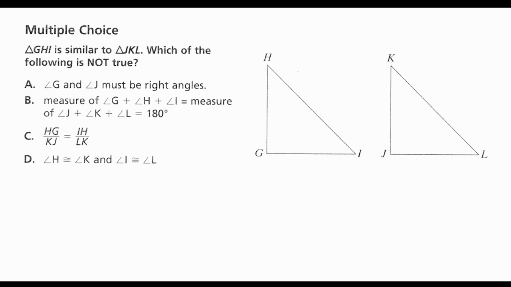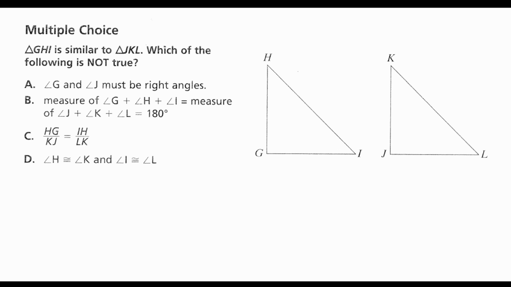All right, and then here's a multiple choice problem. It says that triangle GHI is similar to triangle JKL. Which of the following is not true? So part A, it says angle G and angle J must be right angles. Well, if I look at the picture, remember you can't assume right angles. So right now, part A is looking pretty good to us. If I look at part B, it says the measure of angle G, H, and I added together is going to equal the measure of angle J, K, and L added together, which would equal 180.